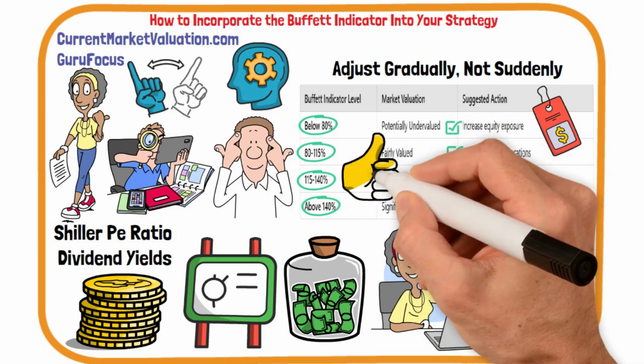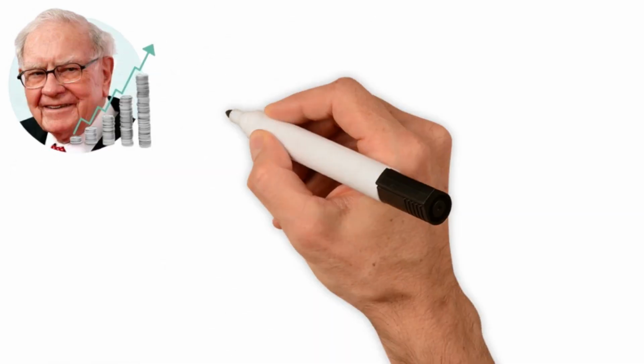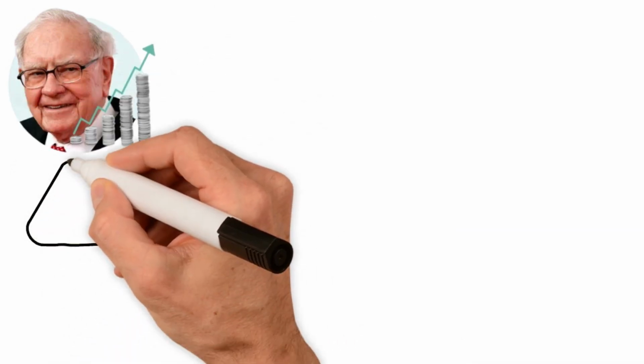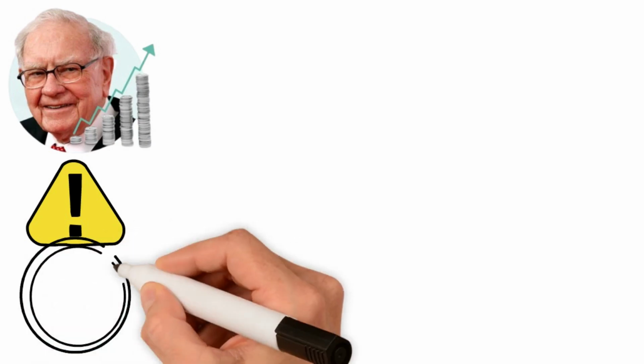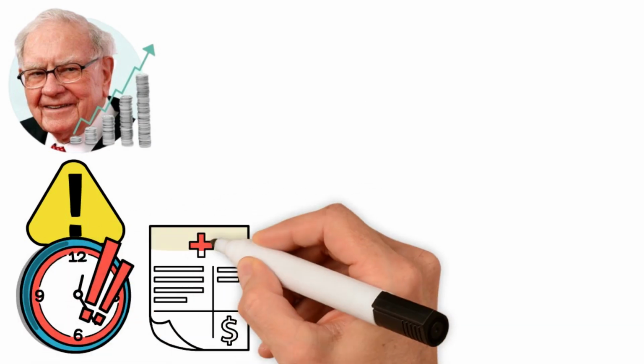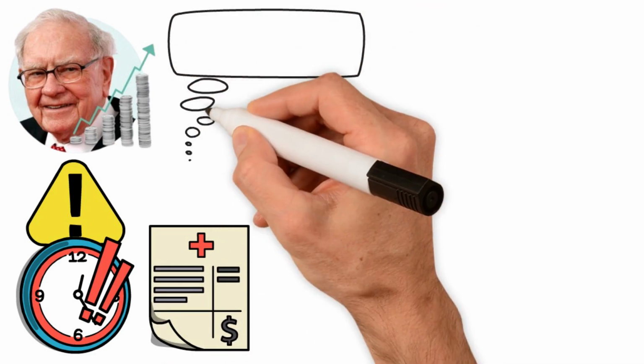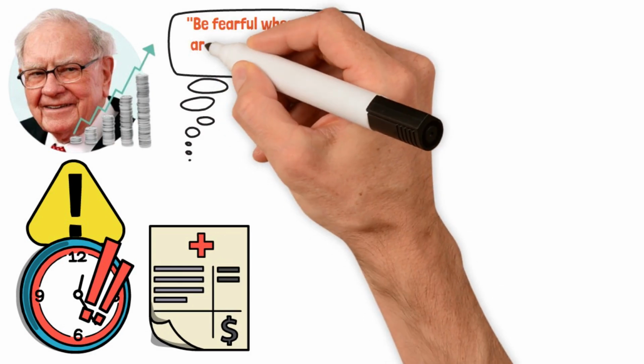The Warren Buffett Indicator gives ordinary investors a powerful tool to gauge market risk and opportunity. While it can't predict exact timing of corrections, it provides crucial perspective on market valuation that has served Buffett well through numerous market cycles. Remember Buffett's famous advice: be fearful when others are greedy, and greedy when others are fearful.